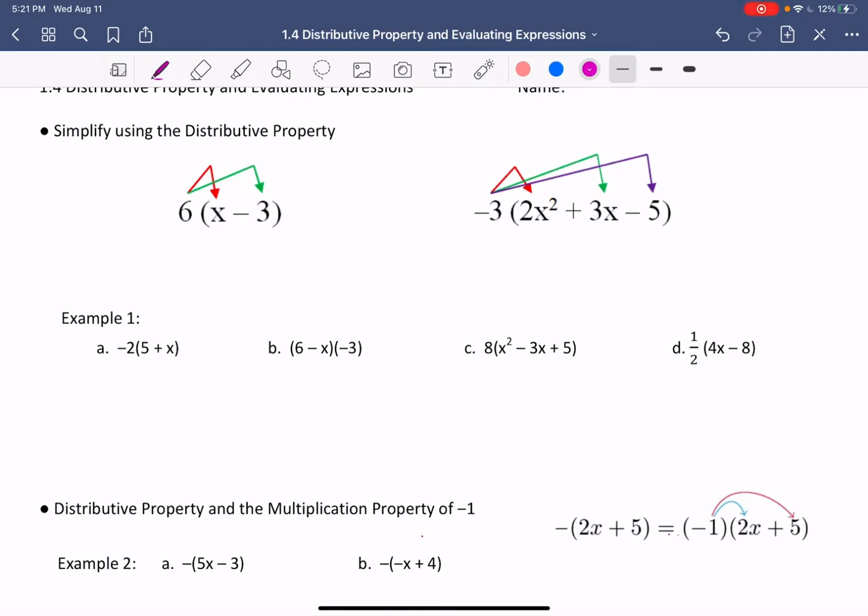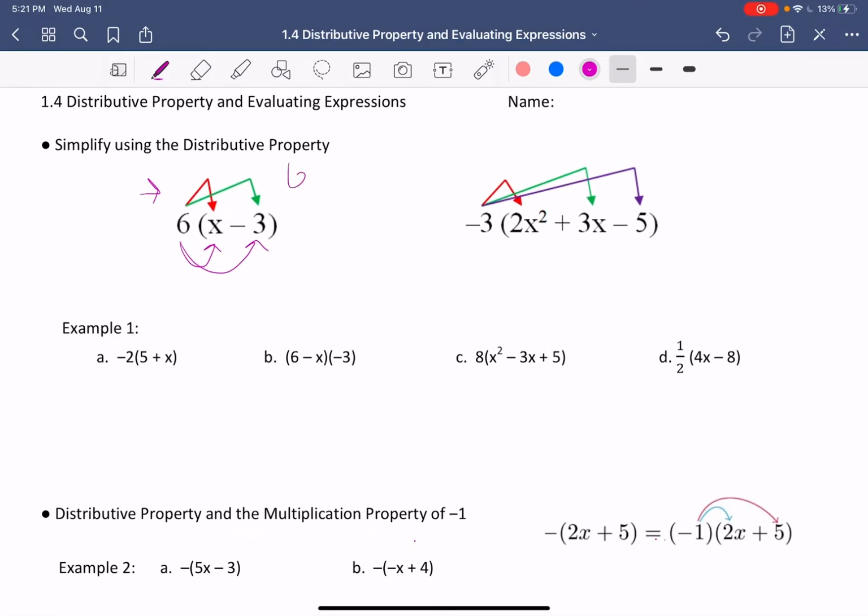Okay, so you notice these arrows right here are telling us that the 6 has to go to x and the 6 also has to be multiplied to -3. So just make sure whatever is outside is being multiplied by whatever terms are inside those parentheses. So what we really have is 6 times x, and we have 6 times -3. So that's plus 6 times -3.